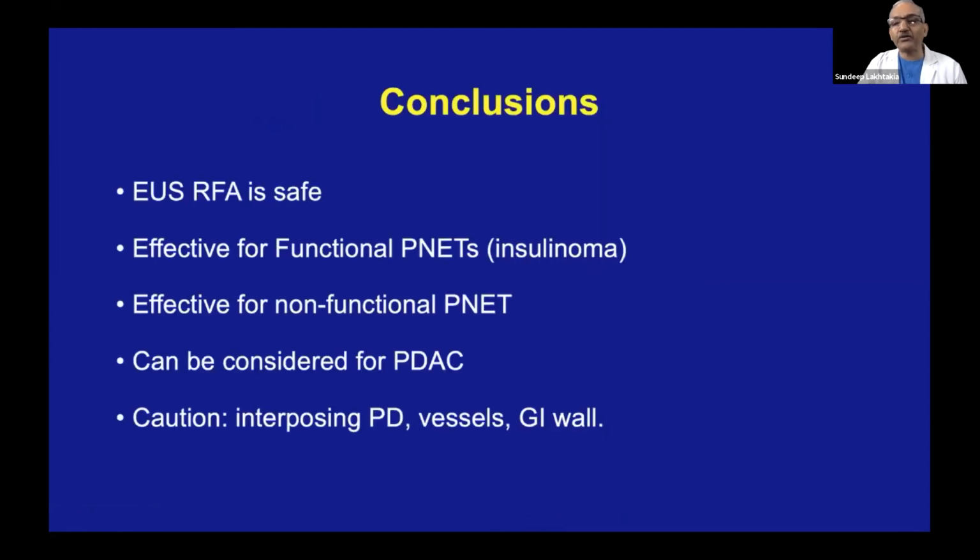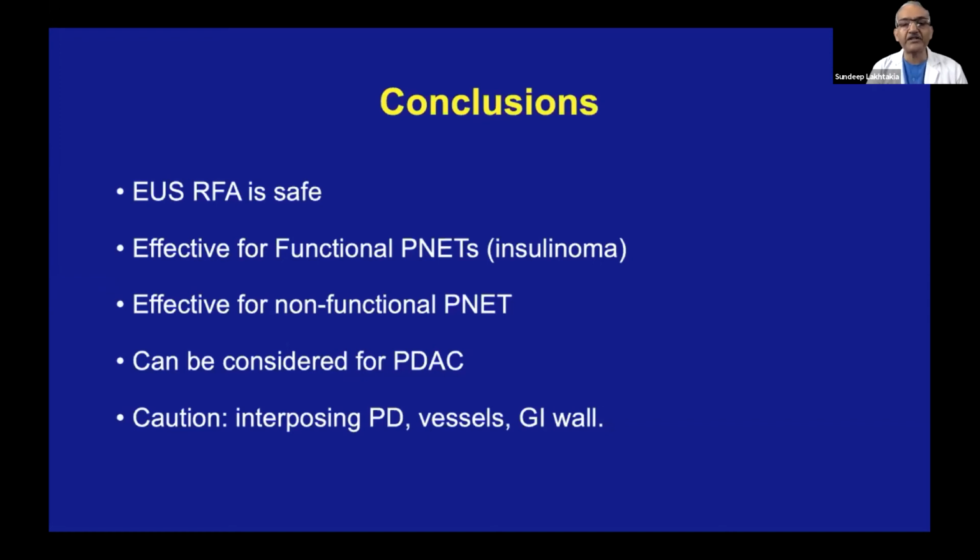So in the end, I would like to conclude by saying that the EUS RFA is safe. It's quite effective for functional neuroendocrine tumors, especially insulinomas, where we have got a reasonable amount of experience. We've extended it further to non-functional neuroendocrine tumors, and we have been ablating them, provided that the lesion is away from the PD. But if they're close to it, then we always use a pancreatic stent along with rectal indomethacin nowadays.